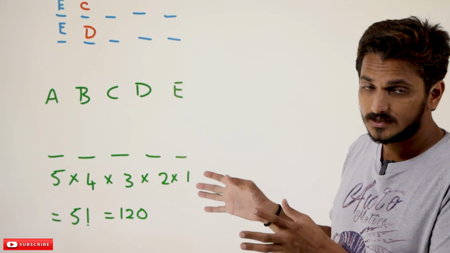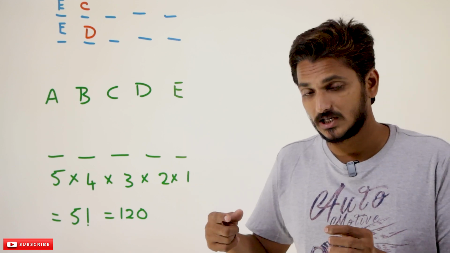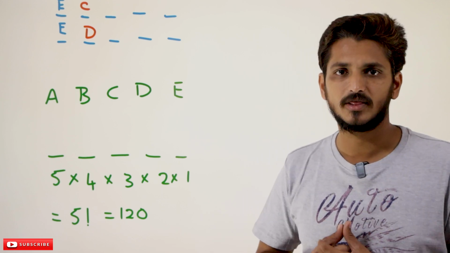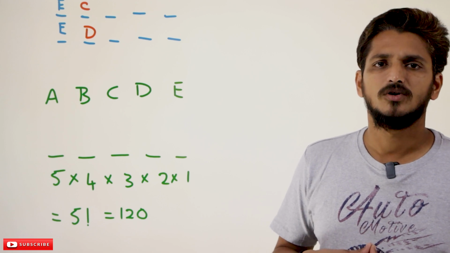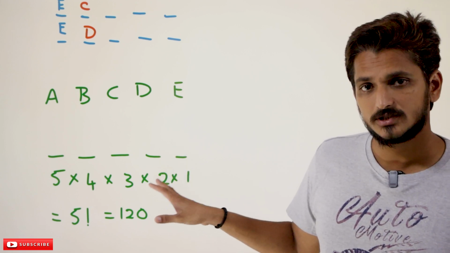If you understand this example, in our next class we are going to discuss the formula for permutations. Understanding the formula is very easy. Hope you understand this example.